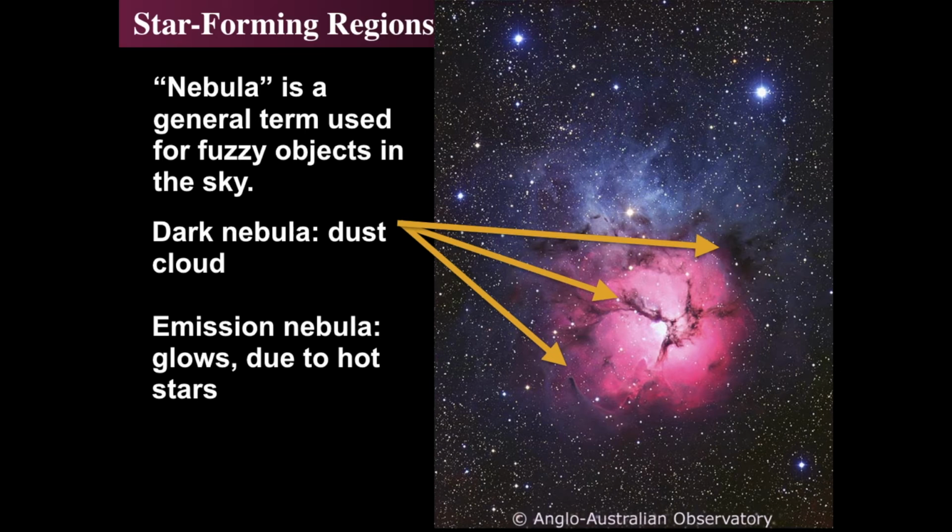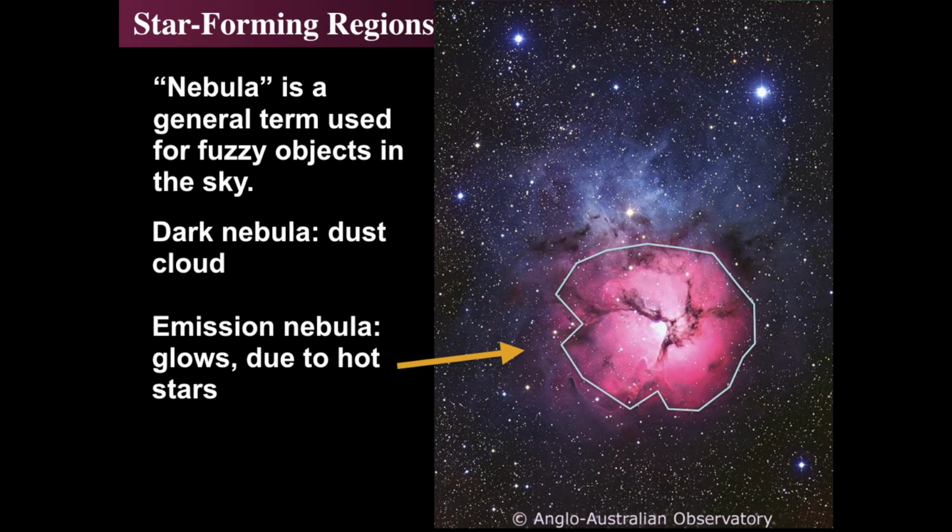So the dark nebulae are dust clouds, and I've got the arrows pointing to them. The arrows demonstrate where the dust clouds are, over dense regions that may form stars now. And then around it is a pink emission nebula, and that is due to hot hydrogen gas, and that hot hydrogen gas is being heated by the bright, young, hot stars in the center of the nebula.